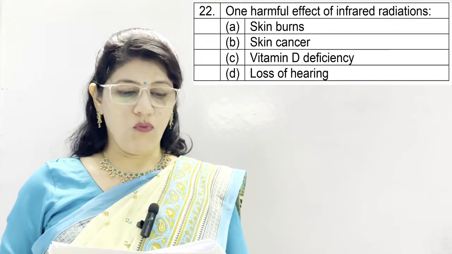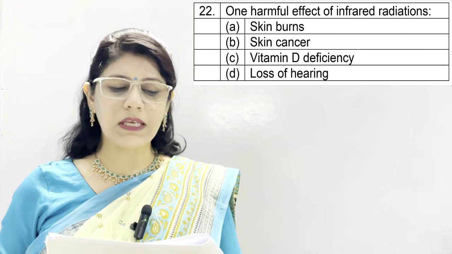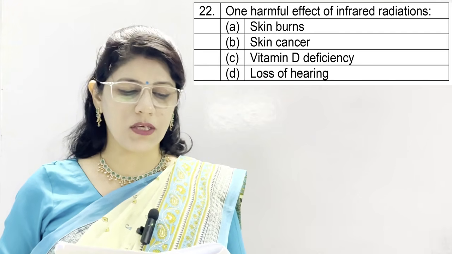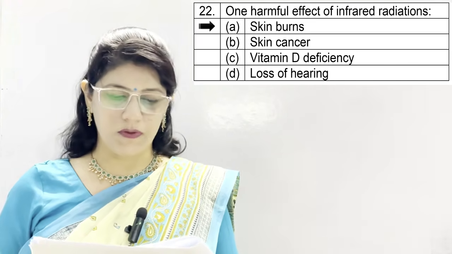Question number 22. One harmful effect of infrared radiations. A. Skin burns, B. Skin cancer, C. Vitamin D deficiency, D. Loss of hearing. And the option correct is A, which is skin burns.